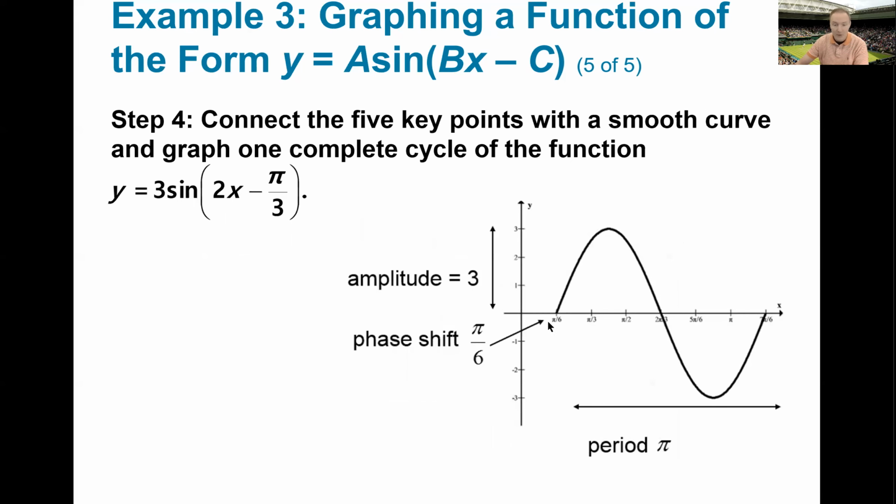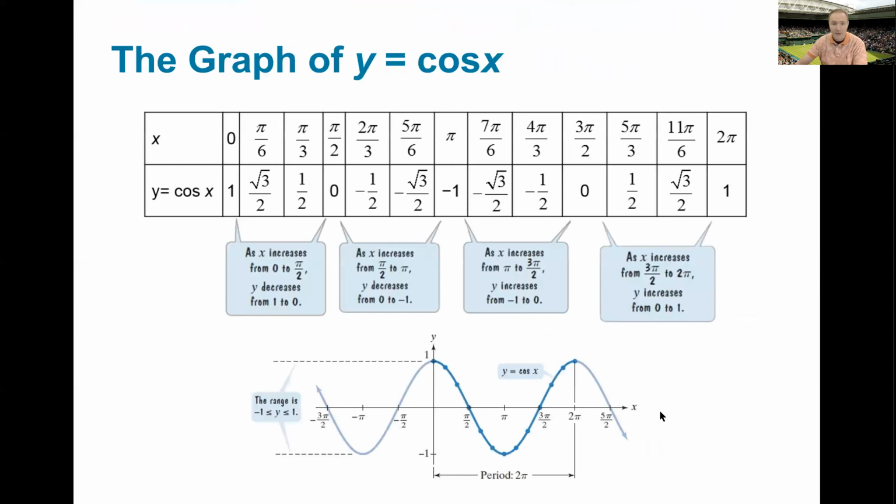So now I can say, well, then one period of this sine function can be graphed from pi over 6 to 7 pi over 6, just like this. And then I can say, all right, I've got that in there, one period of the function. That looks pretty good. It's showing the amplitude goes up to 3, down to -3, and I know that the period here is pi radians. So this would be a good graph.